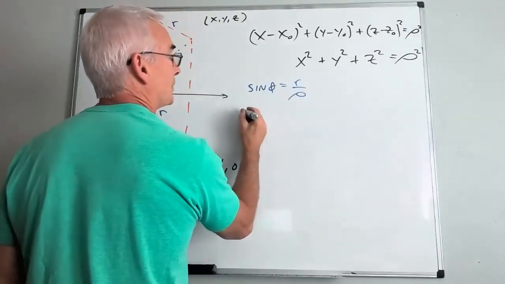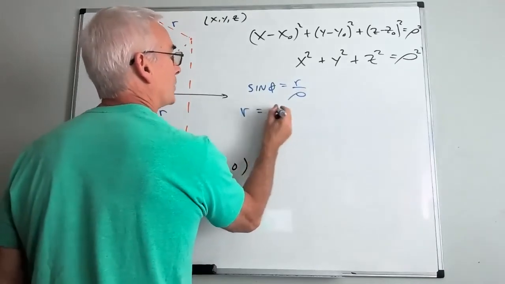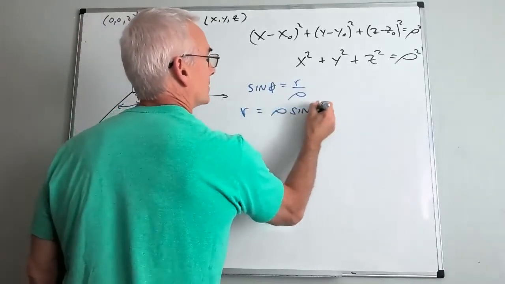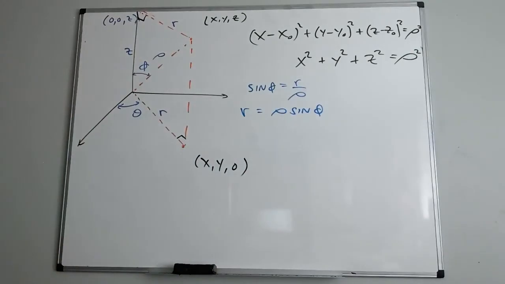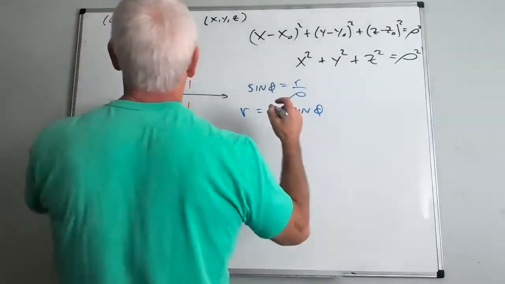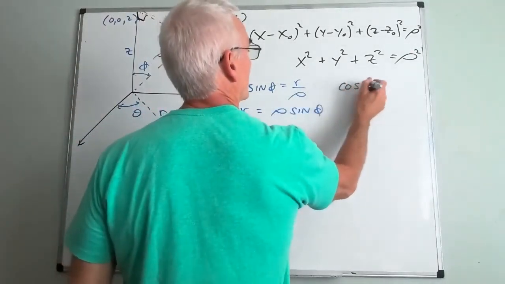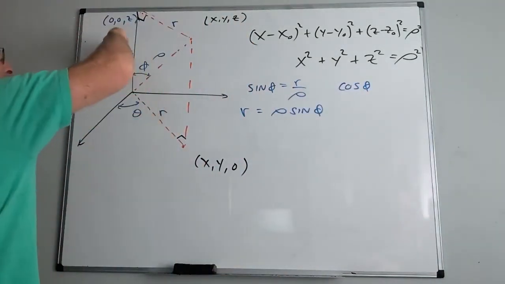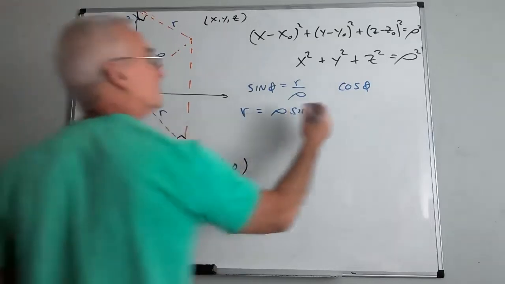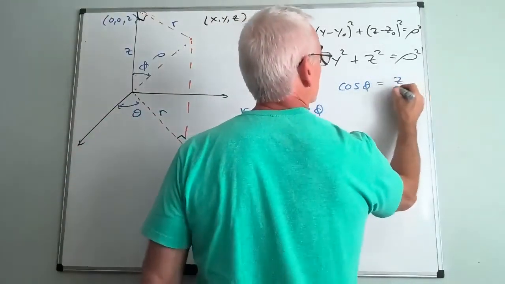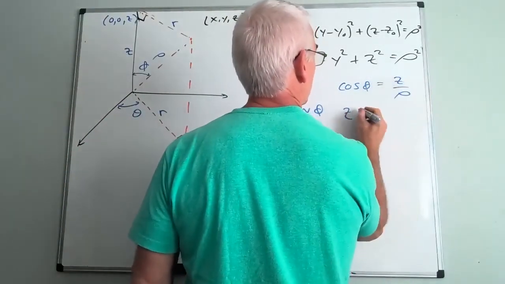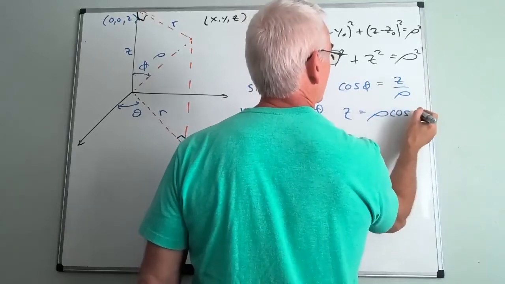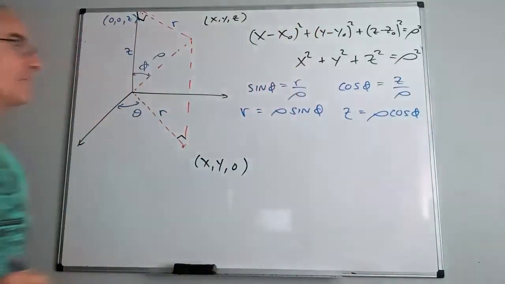Which means quite simply then that r equals rho sine phi. How about the cosine of phi? Again, think SOHCAHTOA. The cosine would be z over rho, which means that z equals rho cosine phi. Okay, so I'm trying to set up the relationship.